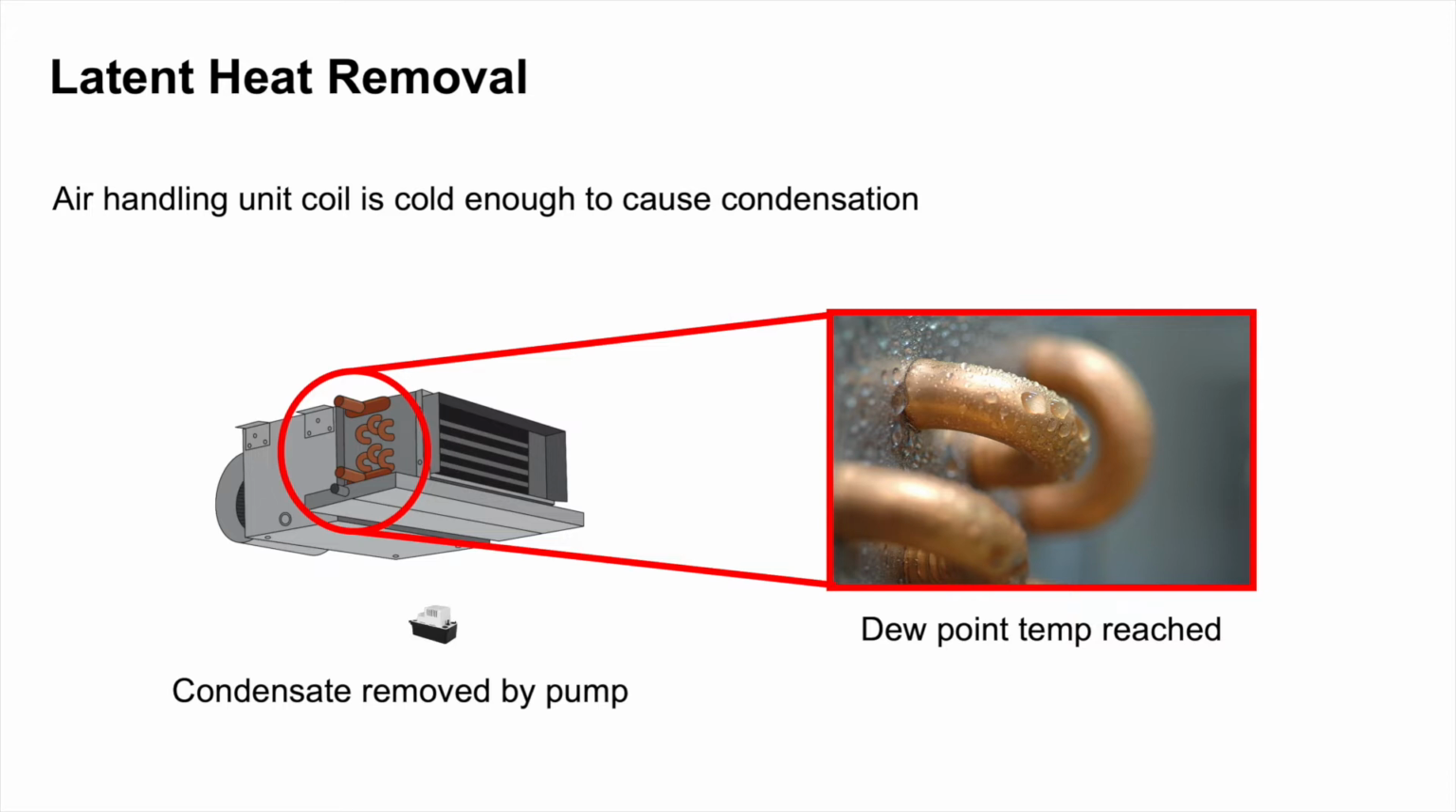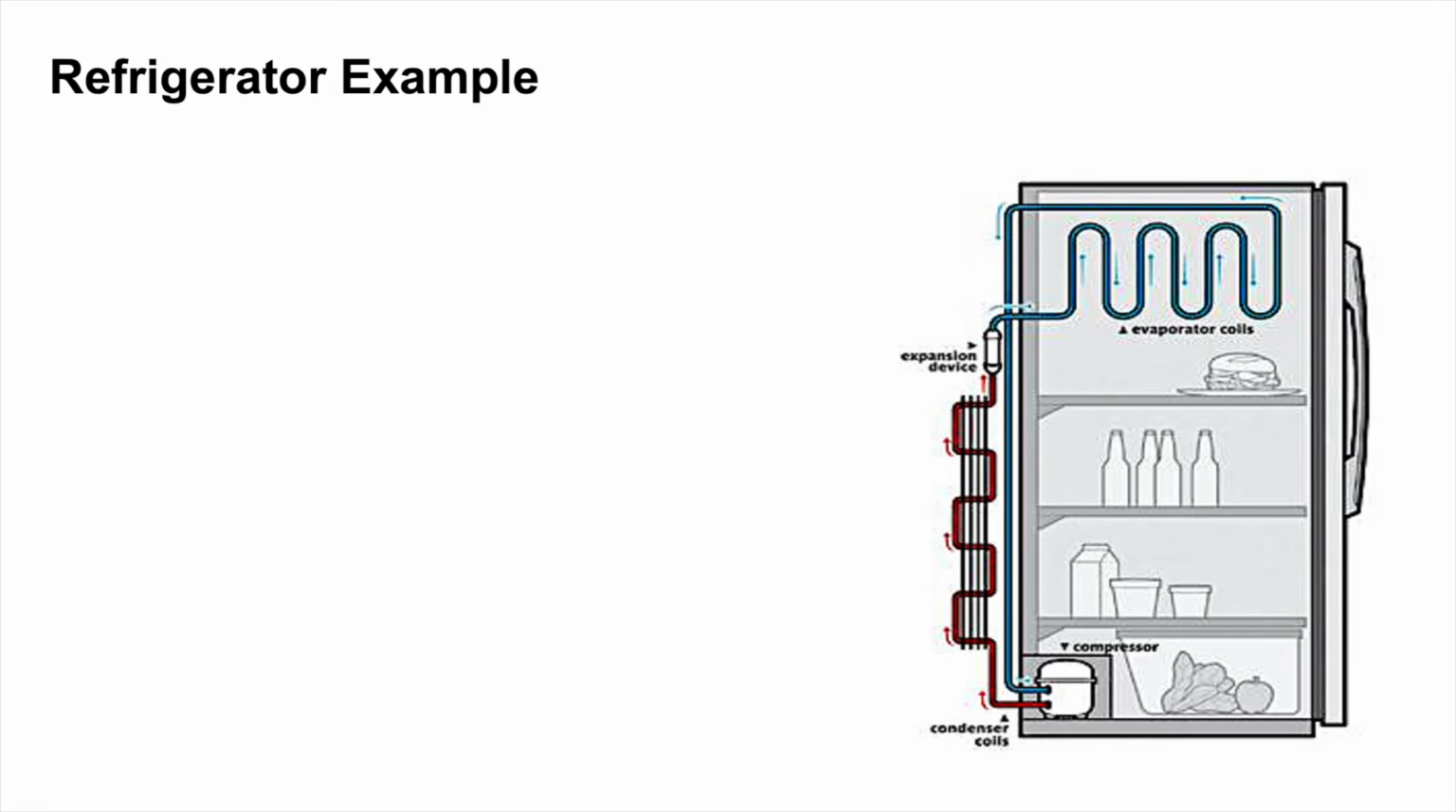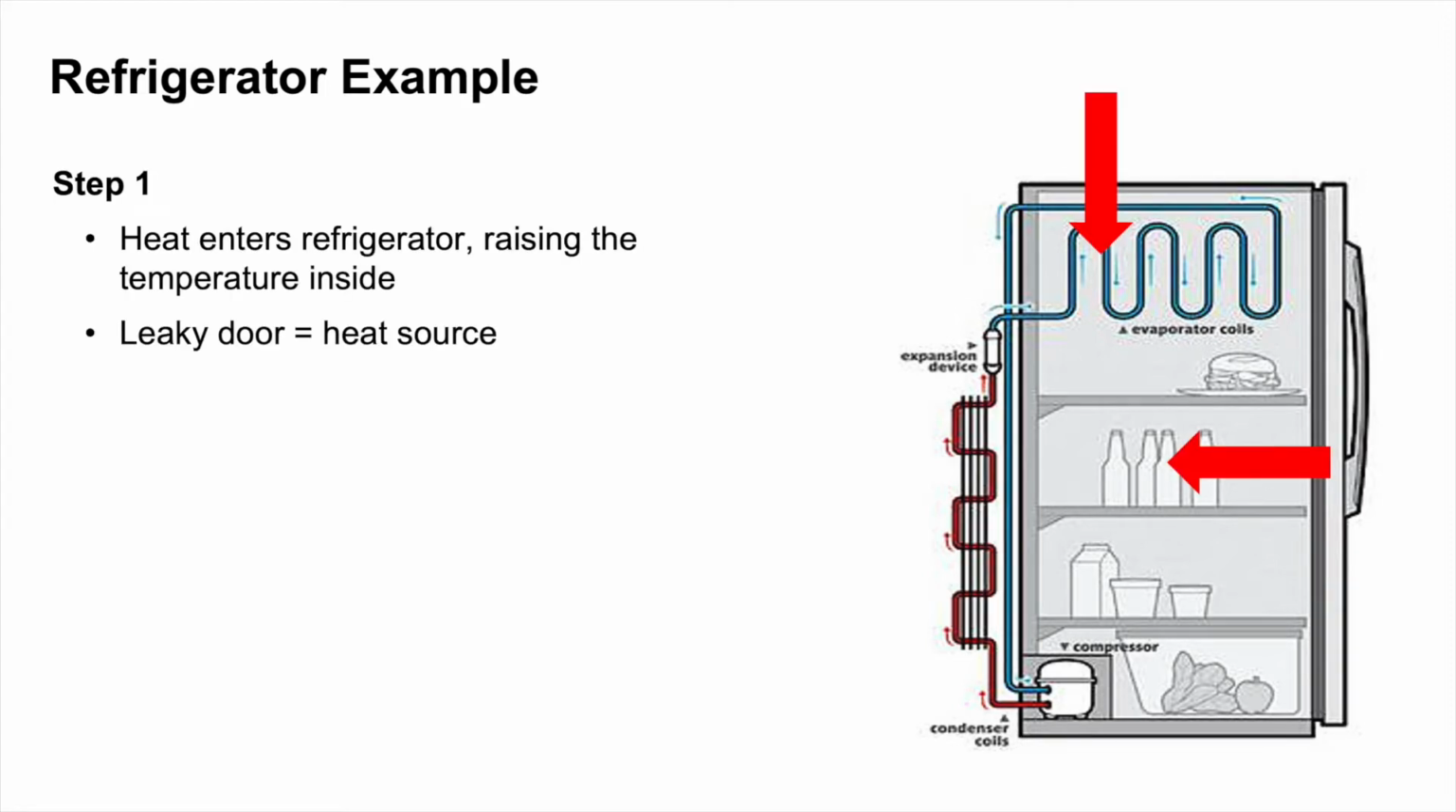So back at home, we go to our refrigerator. The refrigerator is the same refrigeration cycle as a large commercial building, so it works its way through in steps. The first step is our refrigerator has walls that are not perfectly insulated, or it has a leaky door, right? So that's your heat source, the heat coming into the refrigerator.